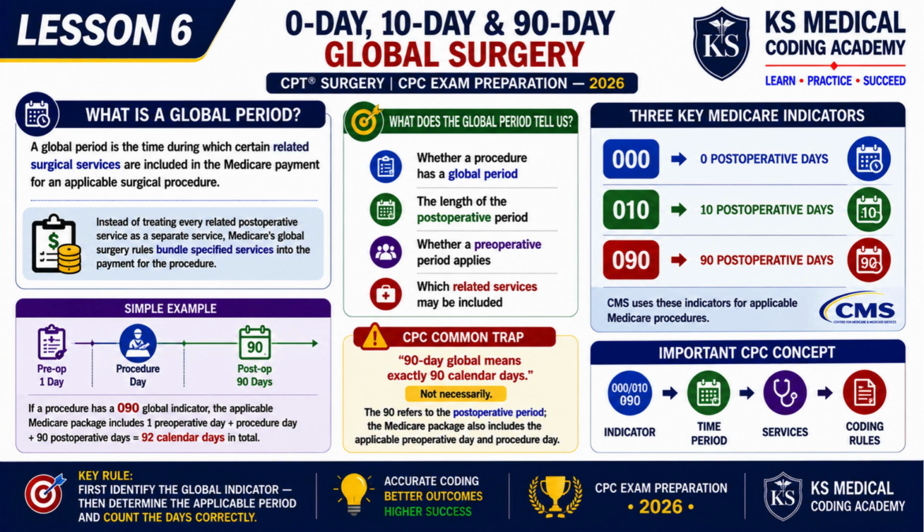Here's an important CPC concept. A 090 global period includes one preoperative day, the procedure day, and 90 postoperative days. That's 92 calendar days in total. So don't fall into this trap: 90-day global means exactly 90 calendar days. Not necessarily. Remember, indicator, time period, services, coding rules. And the key rule is, first identify the global indicator, then determine the applicable period and count the days correctly.